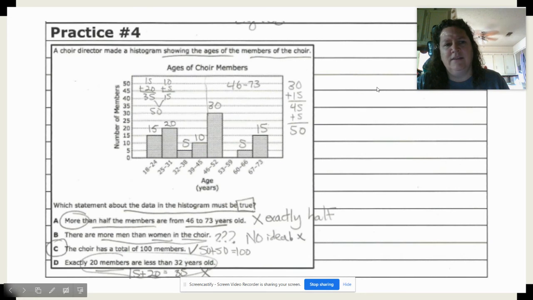All right. So you have a ticket out of histograms and you've got to create your own. So do your best. I'm proud of you.